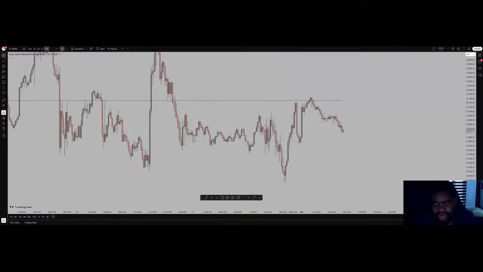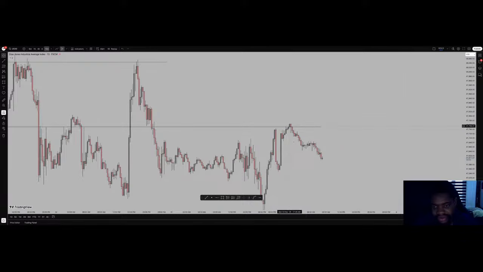This is one of the reasons why I don't really like US 30, because what in the hell is this choppiness? The reason why I don't like it is, especially during London session, it's really not going to give what I want. But during New York, it might not even allow you to do this. But we have that rejection on the 4 hour. We have a break on the 15 minutes.